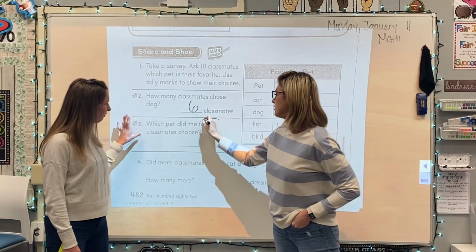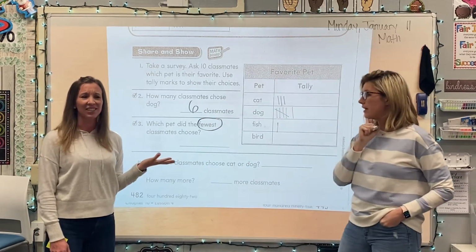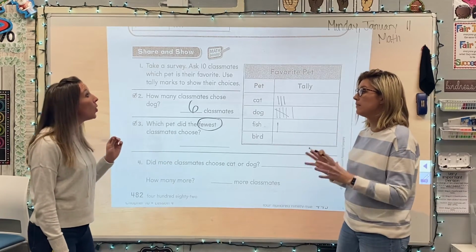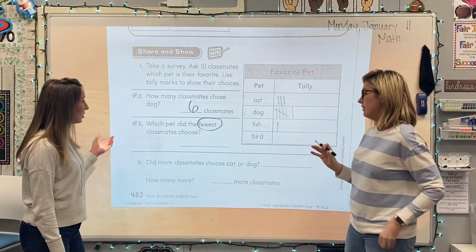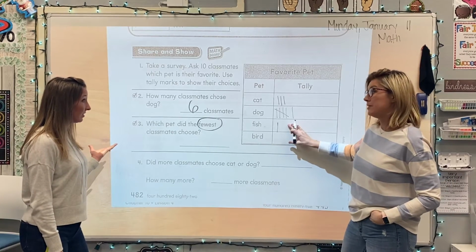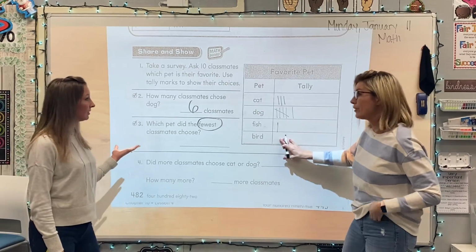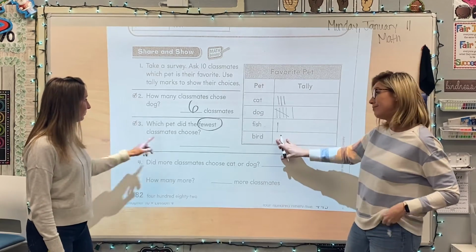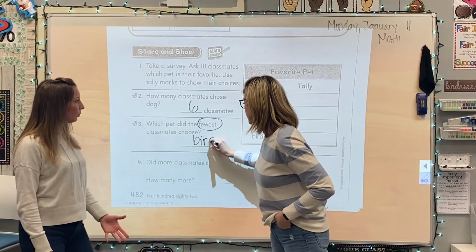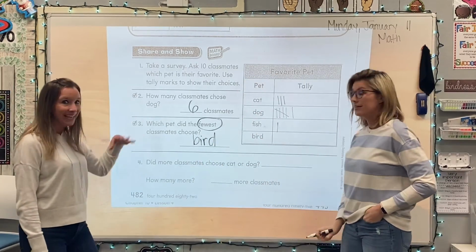Oh, fewest is a really important word. Fewest? Yes. That means the least amount. The smallest amount of students chose this animal. Well, no one chose the bird. You might be tempted to say fish because it only has 1, but bird has none. 0. So I would say bird, huh? As the fewest students. So fewest, that's an important word. They might need that on the back of their paper.